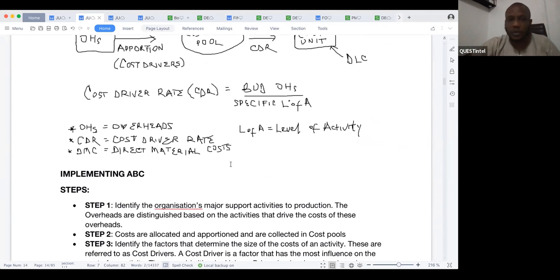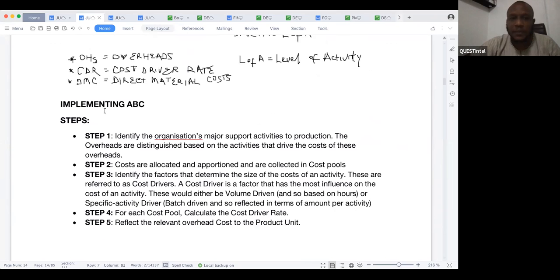Now, some of this we've already seen before. Now, steps in implementing ABC. First of all, identify the organization's major support activities to production. The overheads are distinguished based on the activities that drive the cost of these overheads. So that's the first step. Then step 2: costs are allocated and apportioned and collected in cost pools. Remember, we use cost pools for ABC as compared to cost centers for absorption costing.